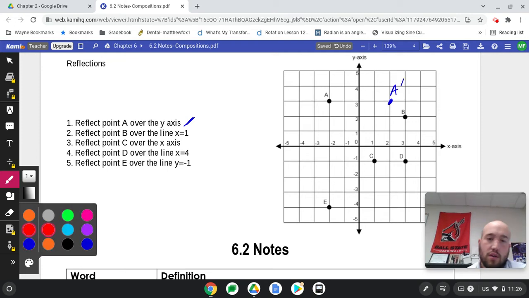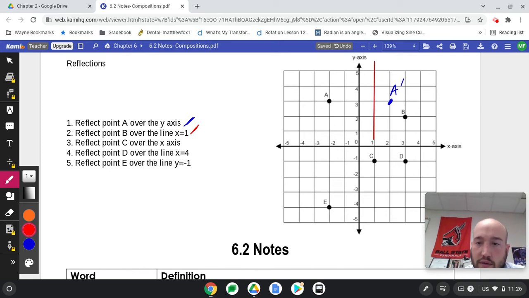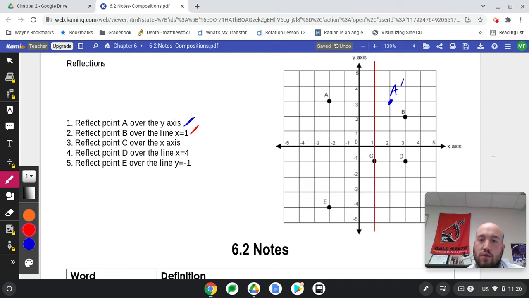Okay, now our next one, point B, over the line x equals 1. So x equals 1 cuts through the x-axis here at 1. So if we would draw that line in, line of reflection right here, okay, it cuts through the x-axis at 1. Every point on here equals 1. B is once again 2 away. So we go 2 past, and this will be where B prime ends up.